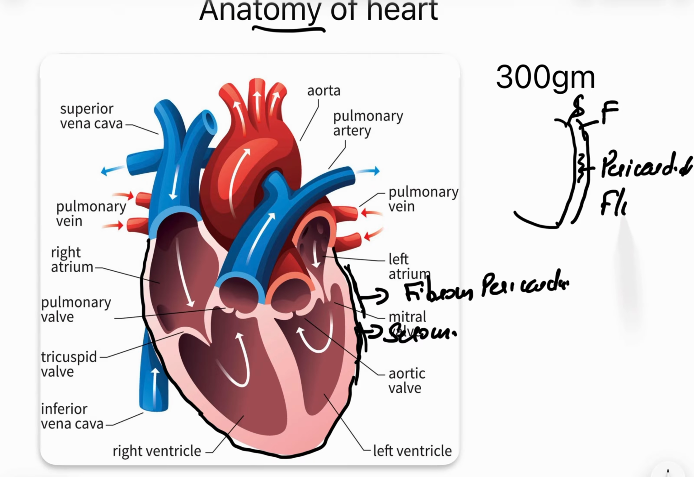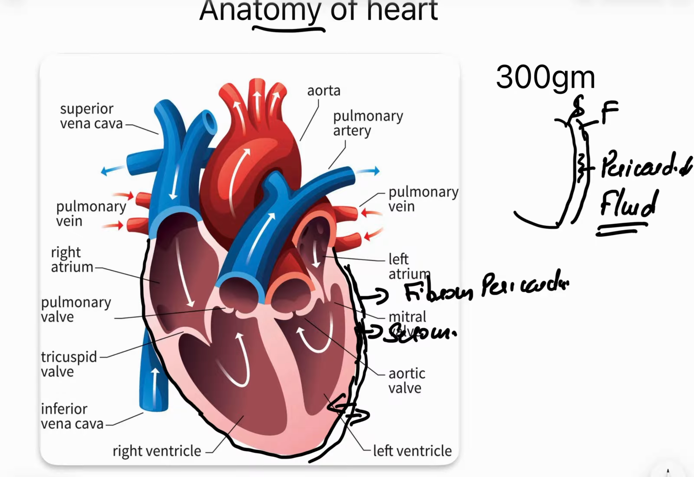Pericardial fluid. So what will be the function of the pericardial fluid? We all know that the heart beats. When the heart beats, what is happening is the contraction and relaxation of cardiac muscles. In order for the heart to contract and relax, there should be some space around it. And this space is filled with the pericardial fluid.